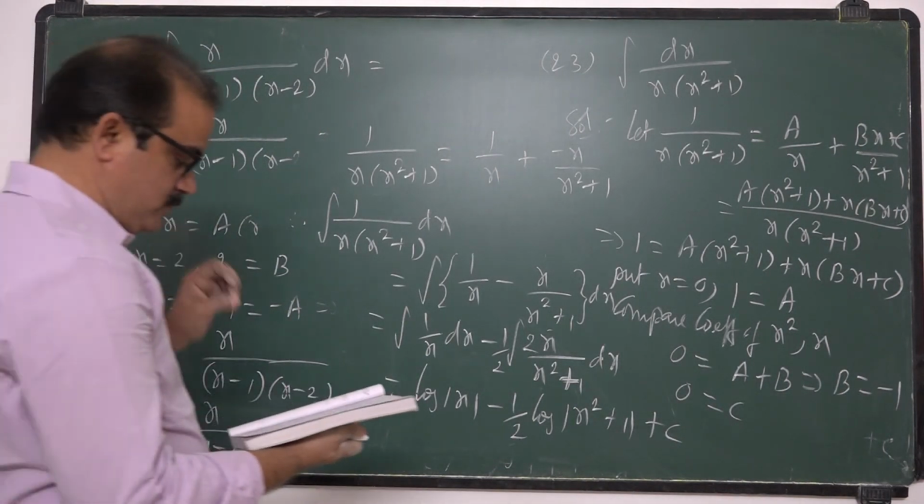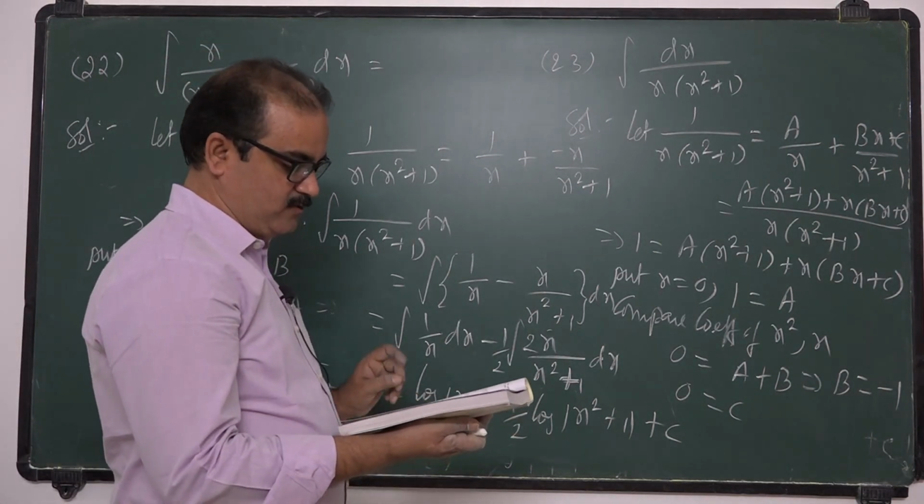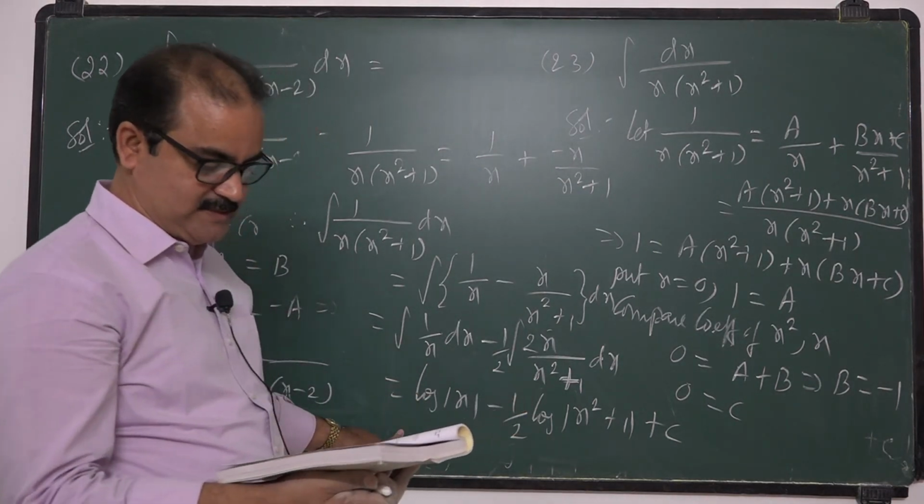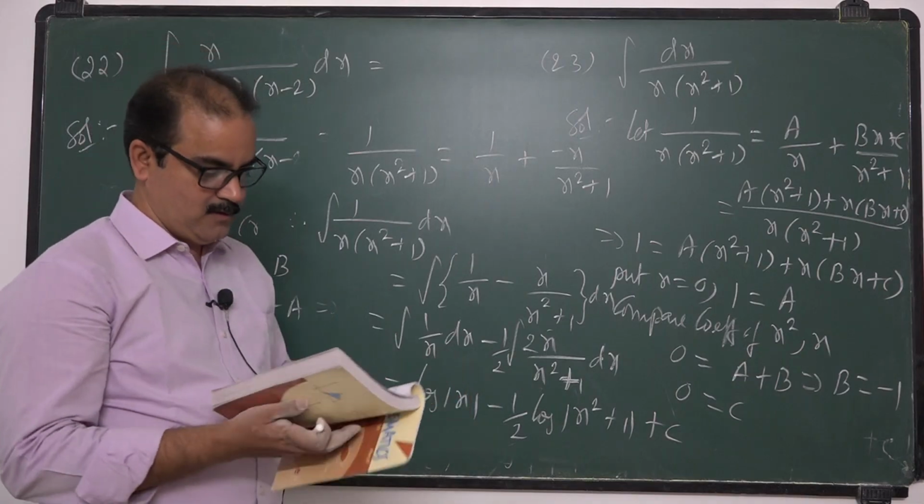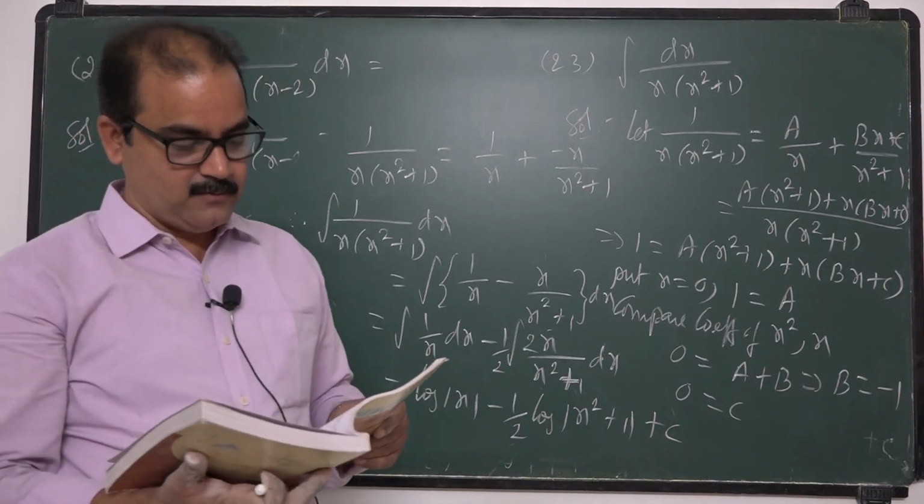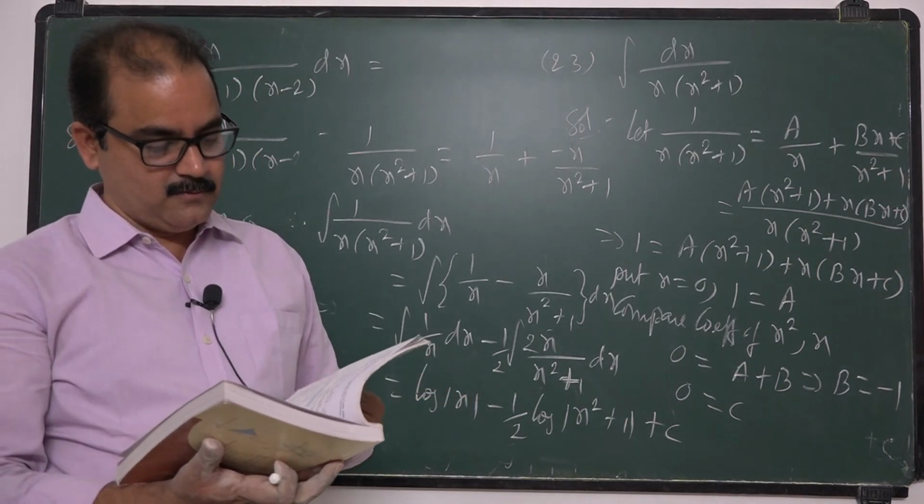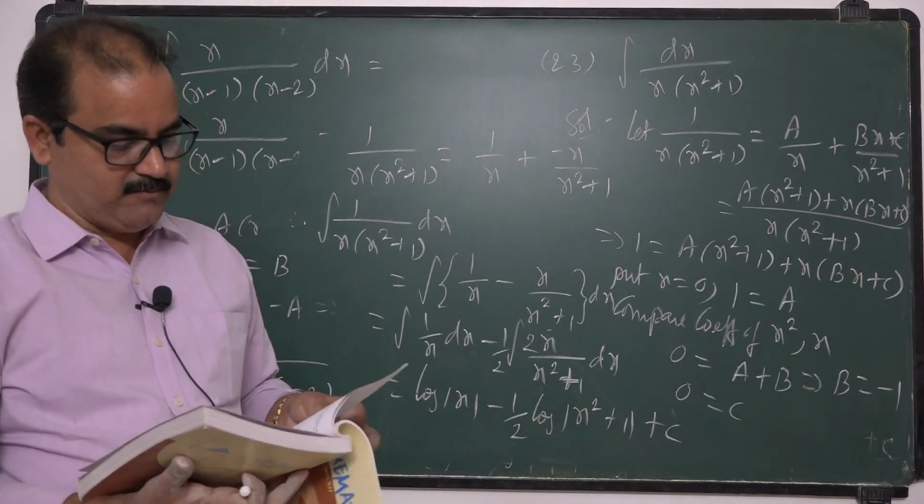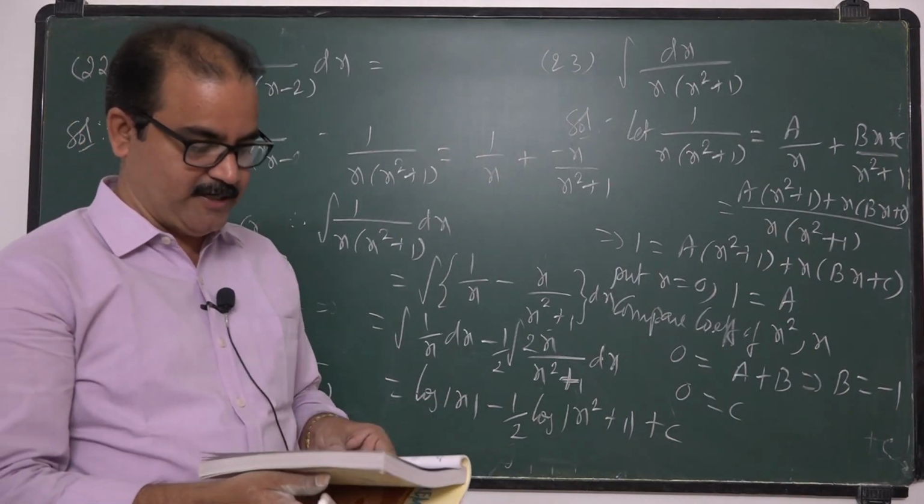In your textbook, some options are given to this problem. The correct option is A. With this problem, integration by using partial fractions are completed.